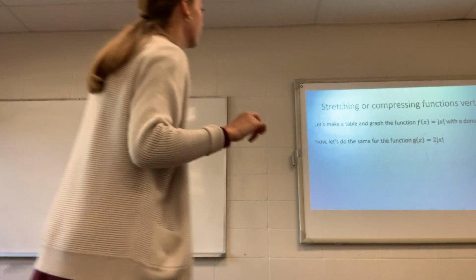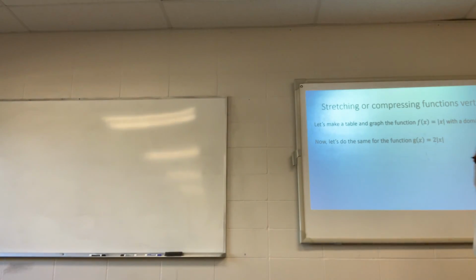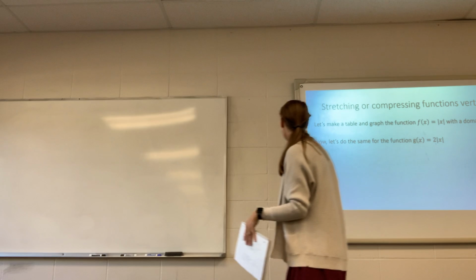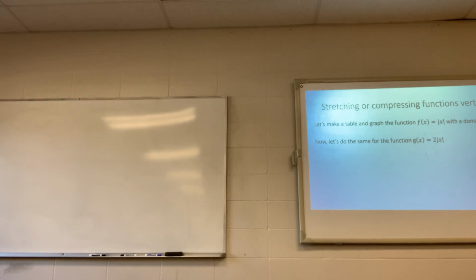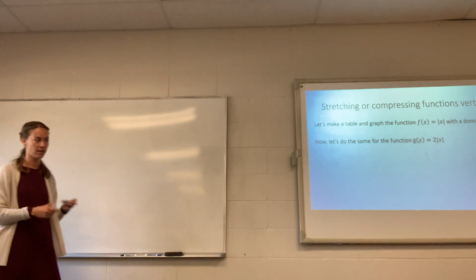If we just pick up right where we left off. Okay, so it says, let's make a table and a graph of the function f of x equals the absolute value of x with the domain from -4 to 4. Okay, so we don't even need to do it in our graphing calculator. Let's just think about this.